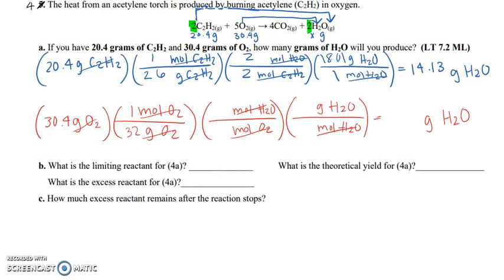If I use the coefficients from my chemical equation, now I'm looking at for every 5 moles of O2, you get 2 moles of H2O. And so, into my ratio here, in front of the H2O, I can put a 2. In front of the O2 goes a 5. And then last but not least, for every 1 mole of H2O, I have a molar mass of 18.01 grams of H2O. When I plug this into my calculator, 30.4 divided by 32 times 2 divided by 5 times 18.01, I get a mass of 6.84 grams of water.